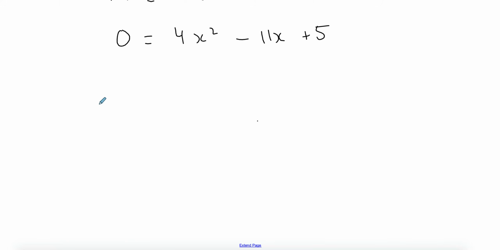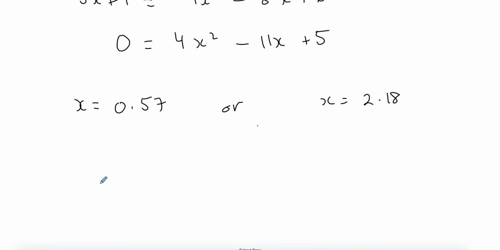For this question, you will need the quadratic formula, but I'm not going to go through the process of solving it. But what you're going to get is x is equal to 0.57 or x is equal to 2.18. These are my rounded answers to 2 decimal places, and the next step is to try to find y. But when you're trying to find y, use the full calculator answer, so the more decimal places, because it's going to give you a more accurate answer. But if you're writing the final answer down, it's okay to just leave it in a rounded form.